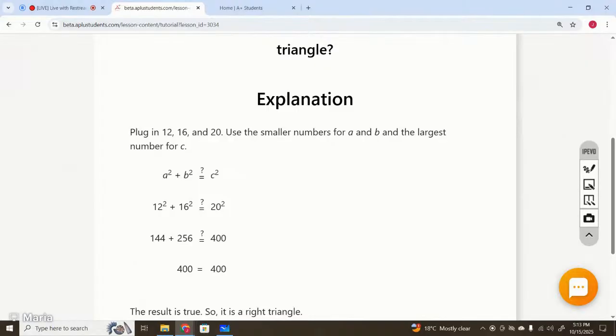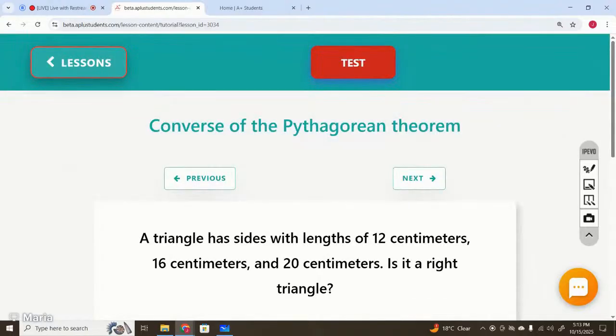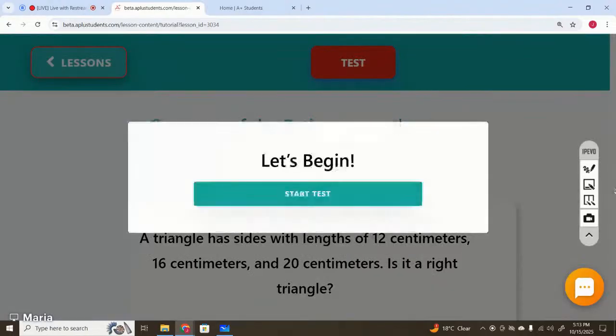If the sum of the squares equals the square of c, then that is a right triangle. So you can see 144 plus 256 is 400. So 400 is equal to 400. So it is a right triangle. So yes, it is a right triangle. Let's start with the test questions.